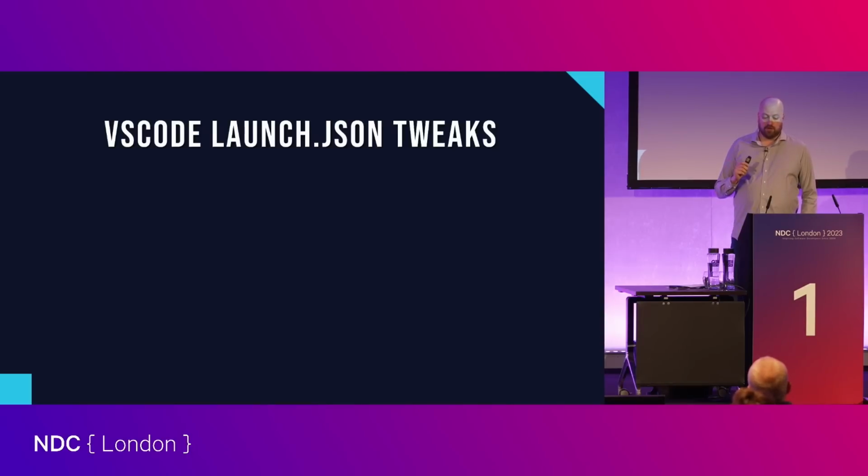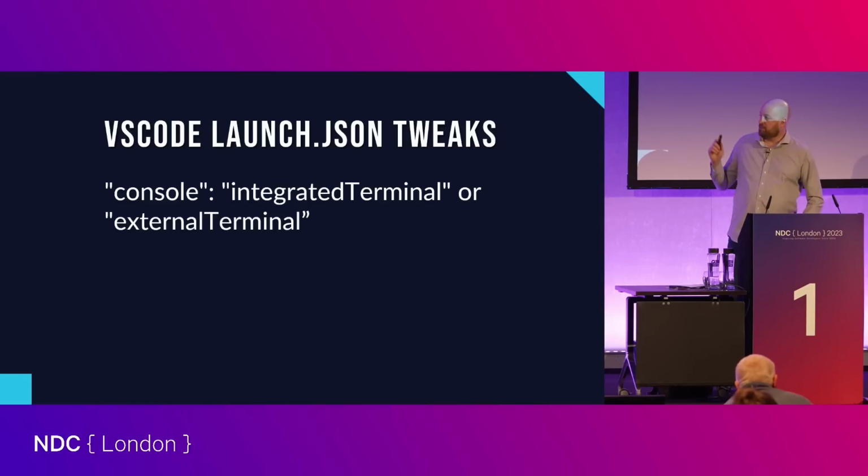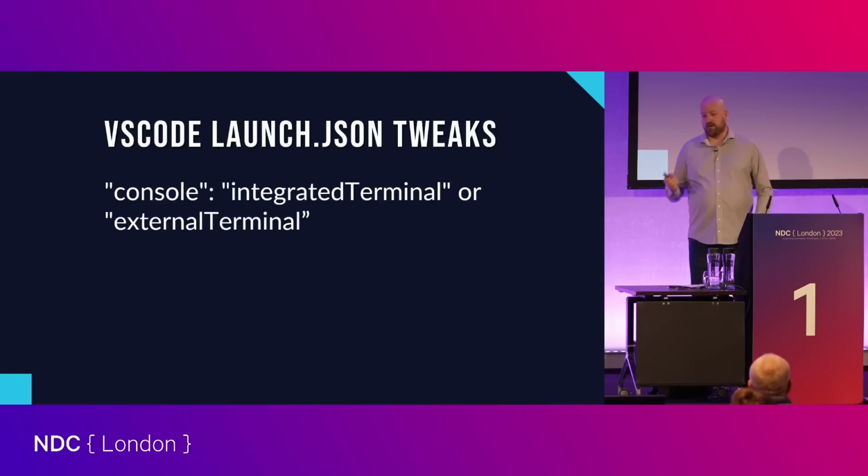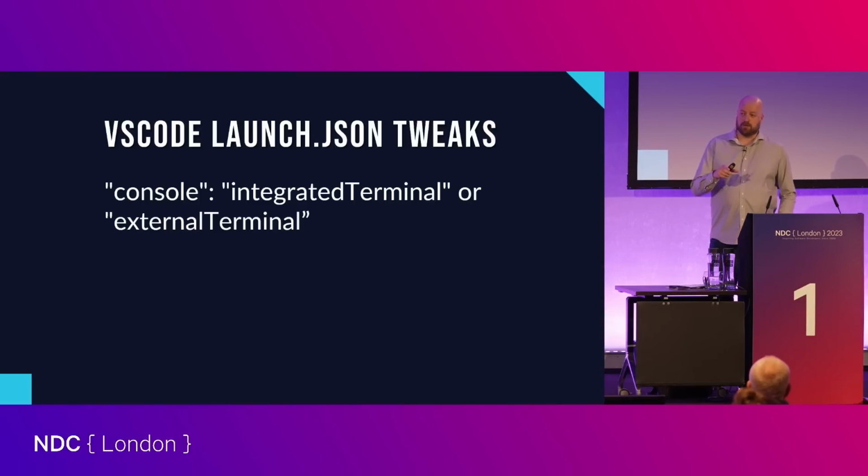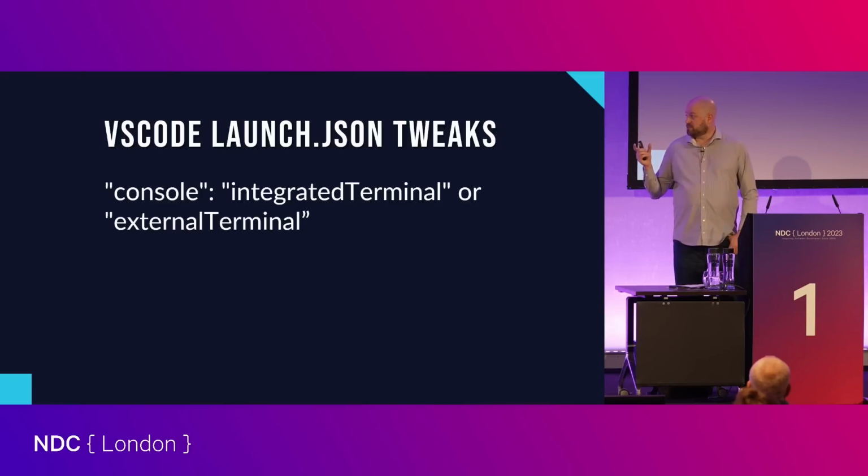All right, VS Code, the launch.json tweaks. We only play with launch.json. That's the place where you're going to spend most of your time making tweaks. The first one, if you're working with a console application, you actually want a console, change it to either integrated terminal, which is the terminal inside of VS Code, but separate from the build window, which means you can get the console read lines, or use external terminal in order to launch a separate window.